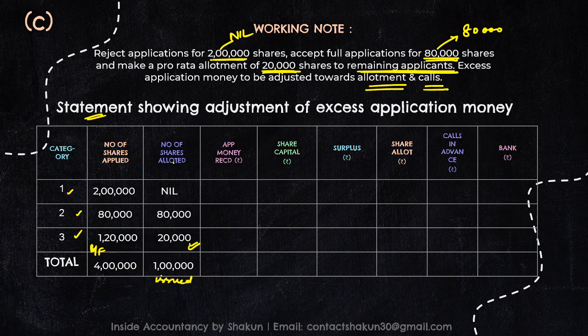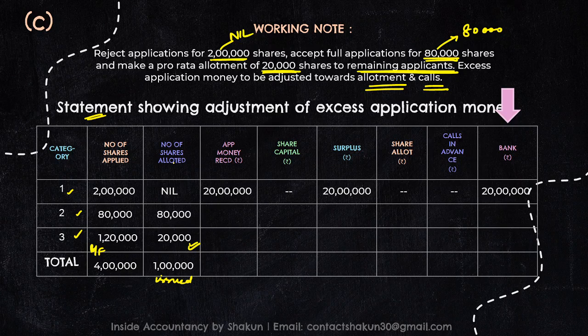So as I told you, first we have to multiply the number of shares applied into the application rate. Application rate is 10, so application money received will be 20 lakh. Then the next step would be number of shares allotted into application rate. Since 0 multiplied by 10 would obviously be 0. Then we find out the difference, that is the surplus. So surplus 20 lakh minus 0 will be 20 lakh. So this surplus will directly go towards bank. Why will it go towards bank? Because we are rejecting the applicant. So directly I've put 20 lakh under the bank column.